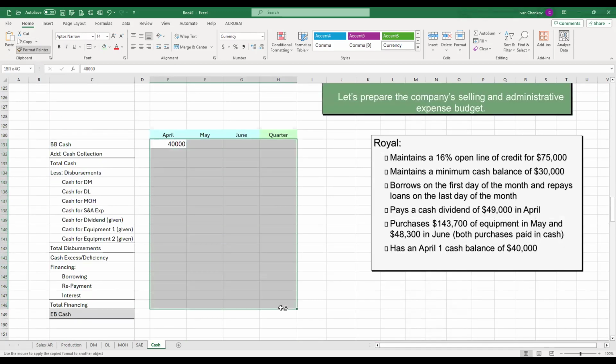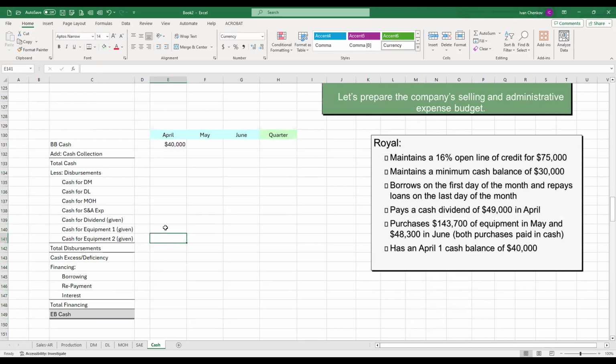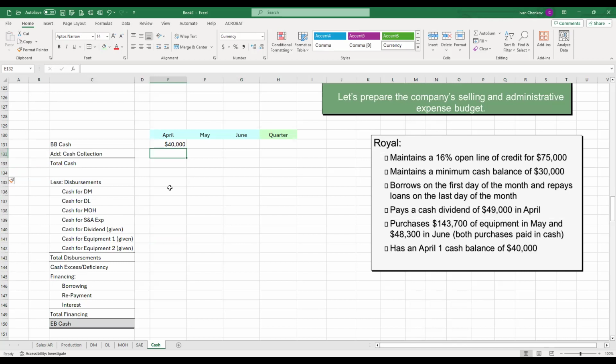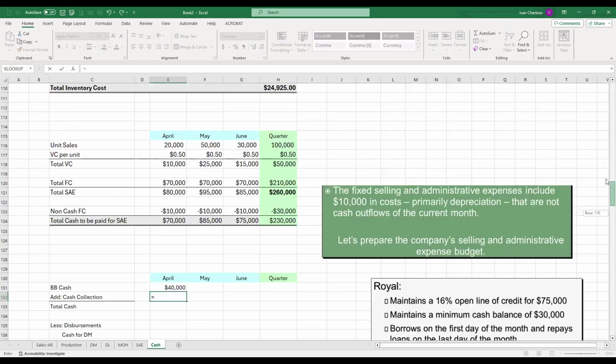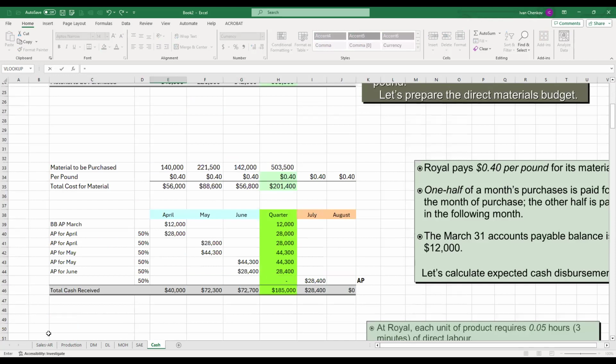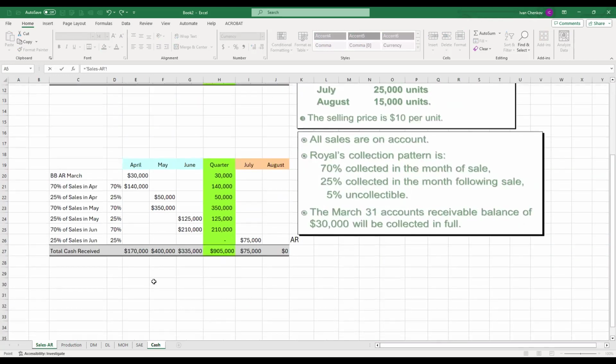And I want all those numbers to be the same format. Okay, I got my cash. Then what I'm gonna do, I'm gonna get my cash collection. From where am I gonna get my cash collection? That will be from the first budget that we prepared, the cash collection budget, remember? On the cash collection, what we said, is it here? No, it's not here. The cash collection budget is right here.